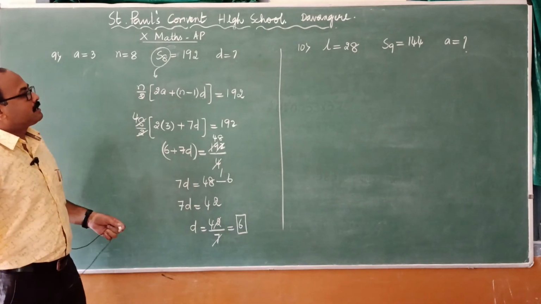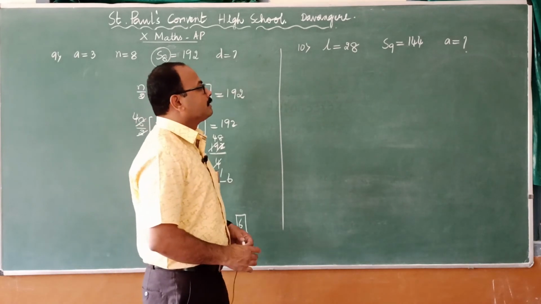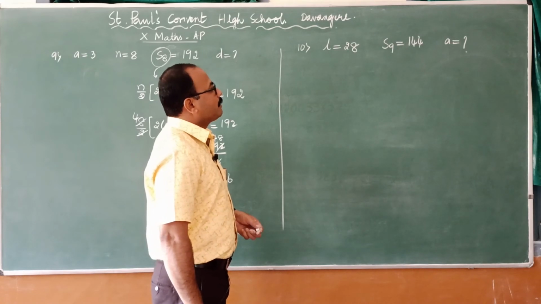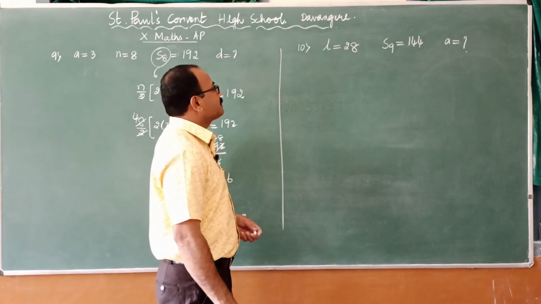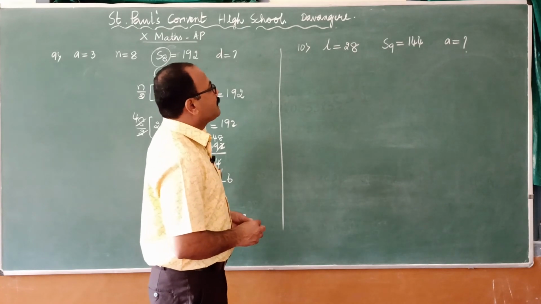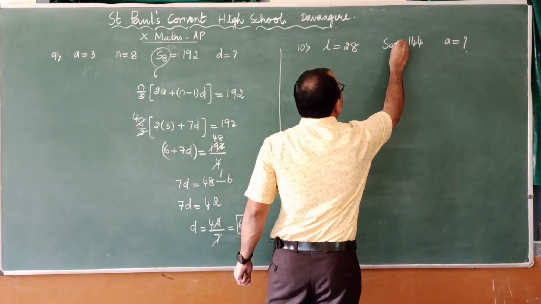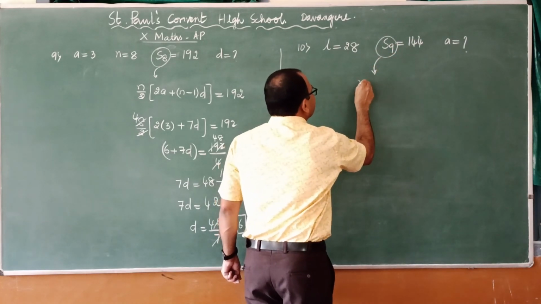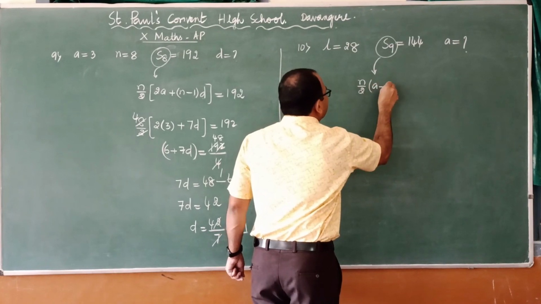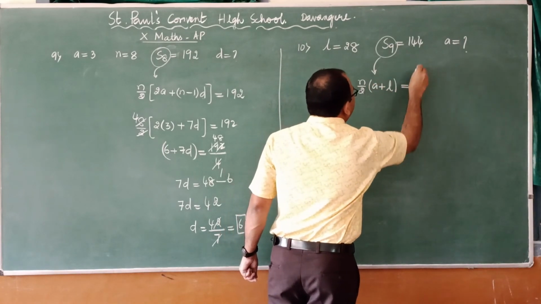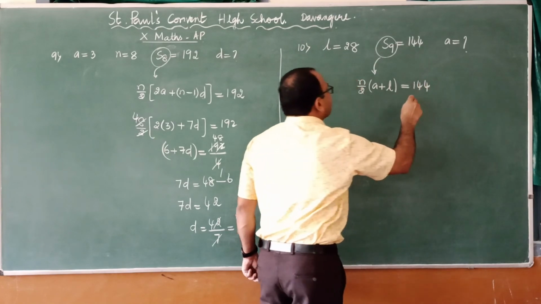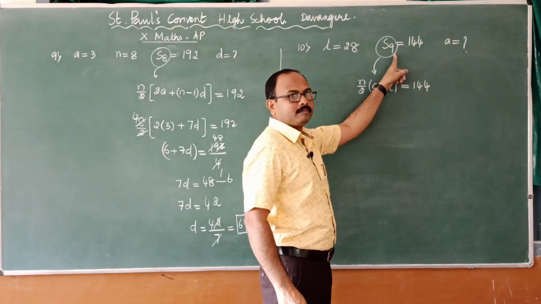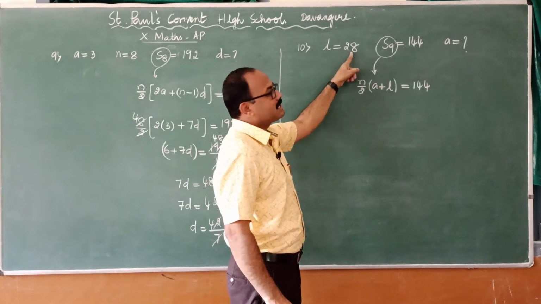Next, 10th sum, last term is given. Sum of 9 terms is given. Find the value of a, they have asked, children. Now, let me take this value, children. Okay? Yes, 9. This can be written as n by 2 into (a plus l) is nothing but 144, because sum of 9 terms is given, which means the last term is given.